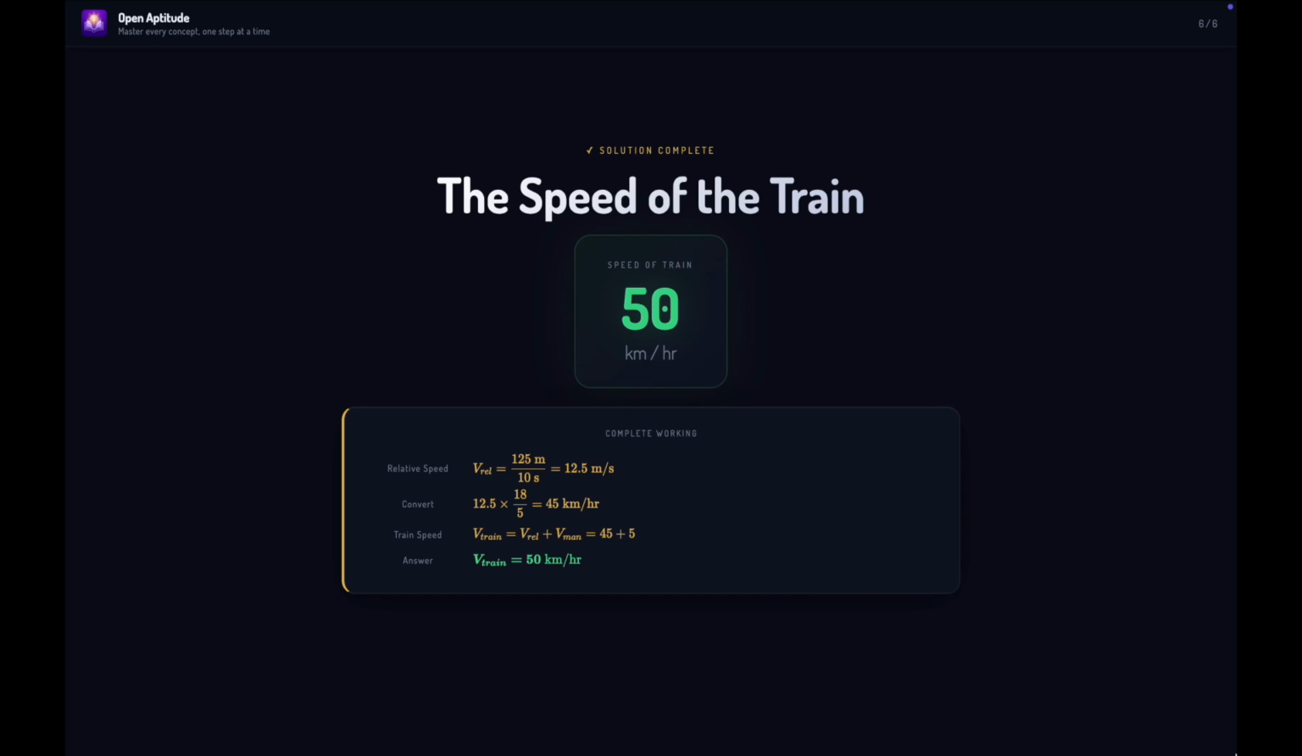To summarize, we identified that the train covers its own length of 125 meters relative to the man in 10 seconds. Using distance divided by time, we found the relative speed to be 12.5 meters per second. We then converted this to 45 kilometers per hour and added the man's speed of 5 kilometers per hour. This gave us the train's actual speed of 50 kilometers per hour.